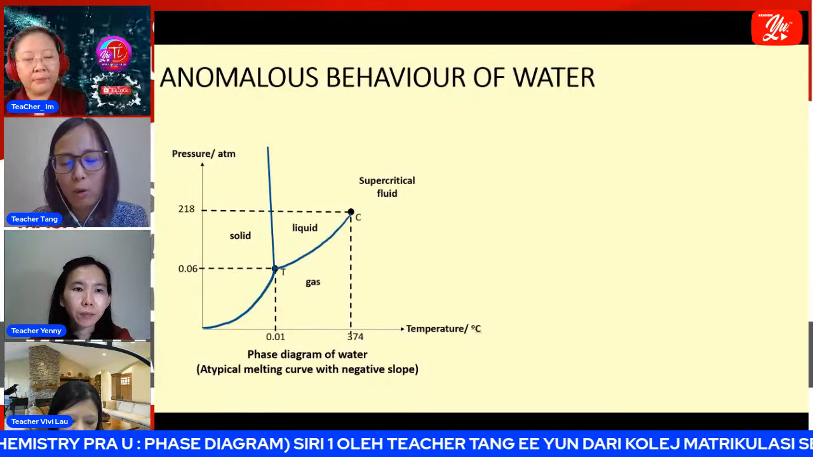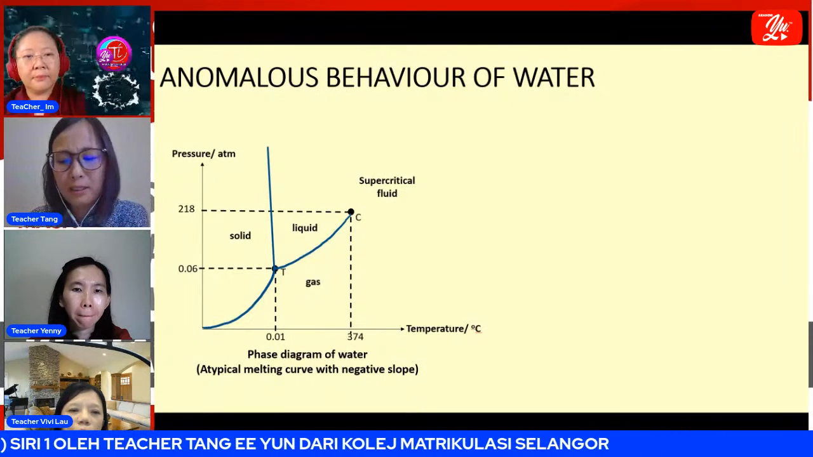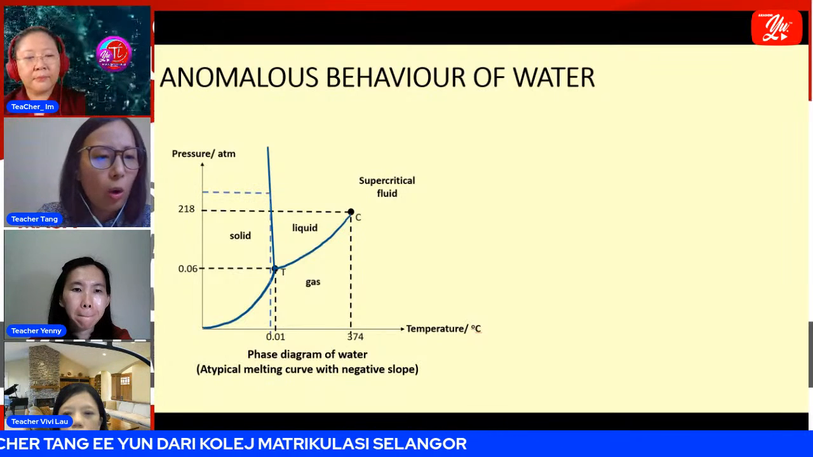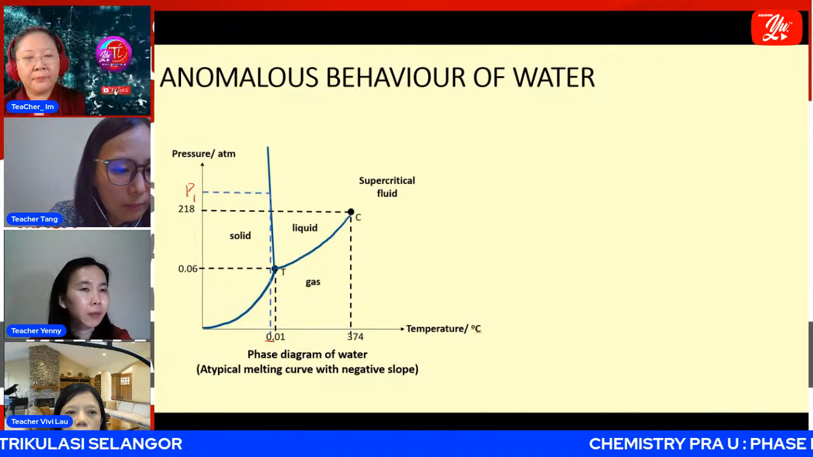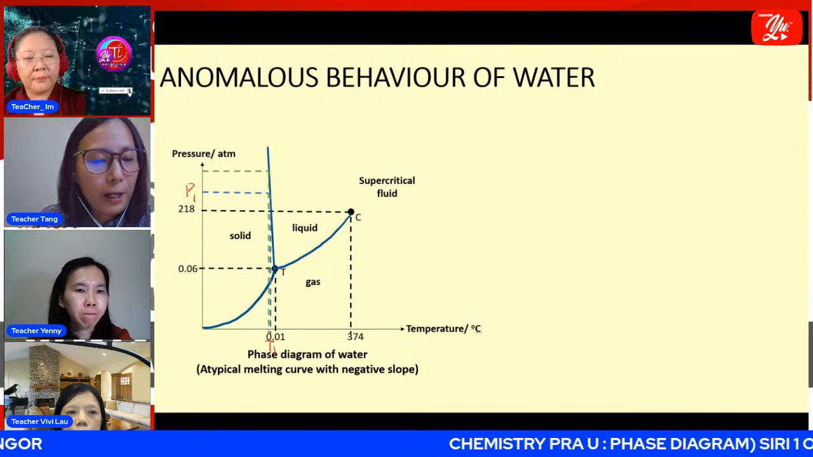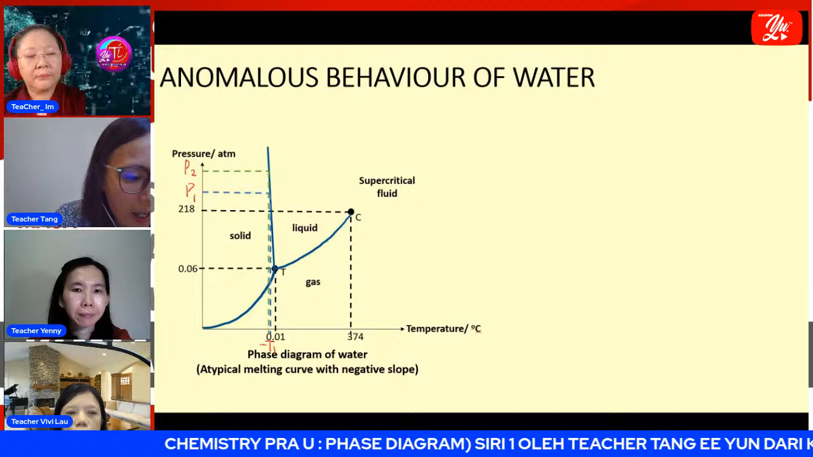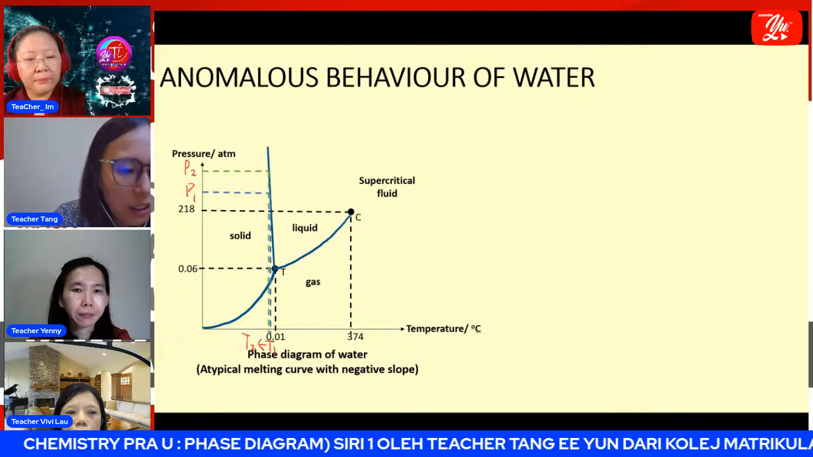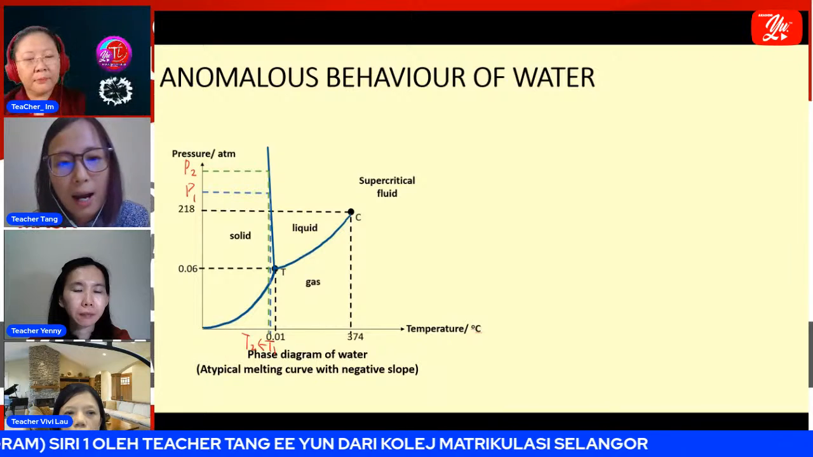Now we move on to look at water. What happens to the water when we try to melt the ice? When pressure increases, so this is P1, this is T1. When pressure increases to P2, can you see that the melting point decreases? The melting point decreases. Why?